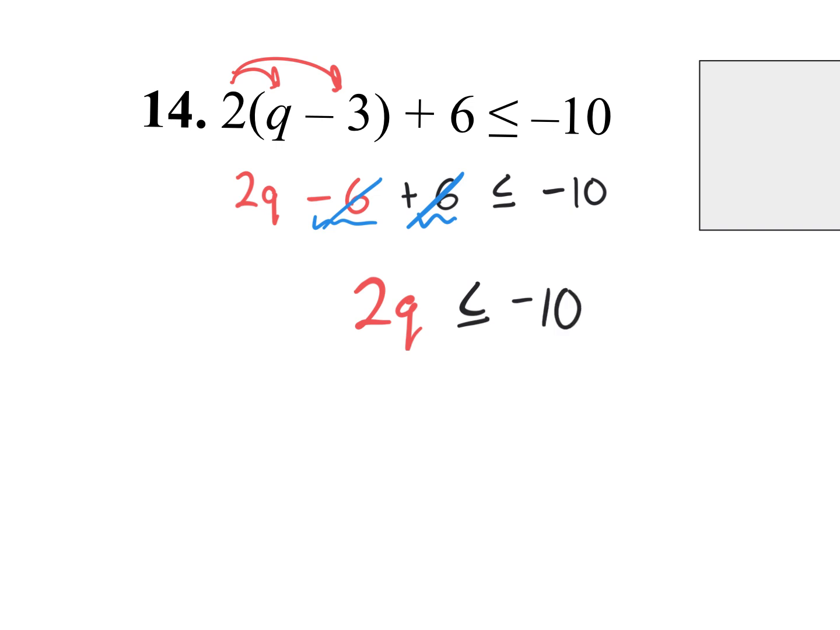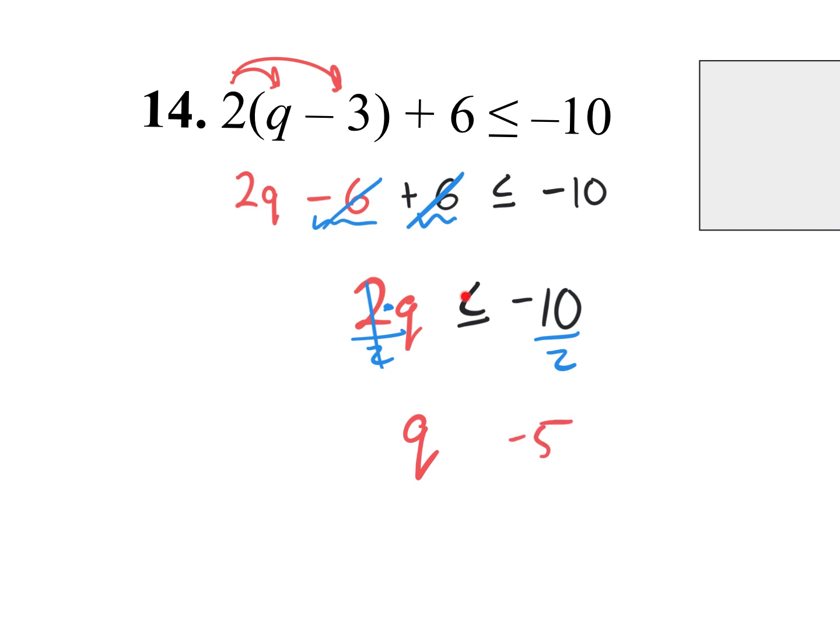How do you get rid of the 2 that's in front of the q that's really being multiplied, right? It says 2 times q. So how do you get rid of that multiplication of 2? You divide by 2. What you do to one side, do to the other side, divide by 2. Final answer will be q, and of course, negative 10 divided by 2 is negative 5.